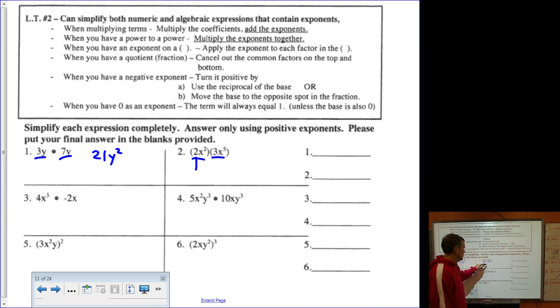Number 2 is a multiplying problem. Again, I would multiply the coefficients. 2 times 3 is 6, but I would add the exponents. I've got 2x's and 5x's. That's a total of 7x's multiplied together.